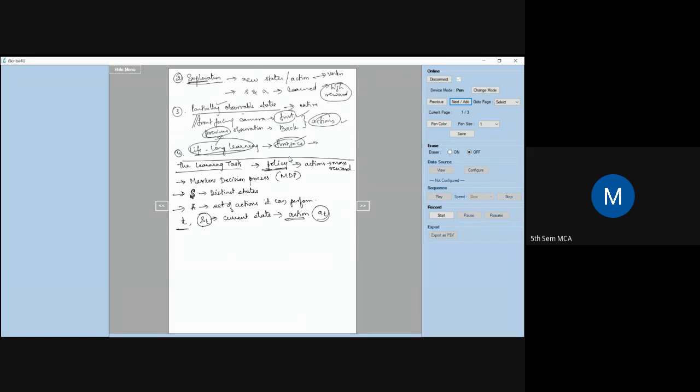How does the environment respond? The environment has to respond by giving the agent a reward. A reward has to be given. Let me call that RT. RT is equal to R of ST, AT. That means a reward is given whenever an action AT is performed, sensing the current state ST.